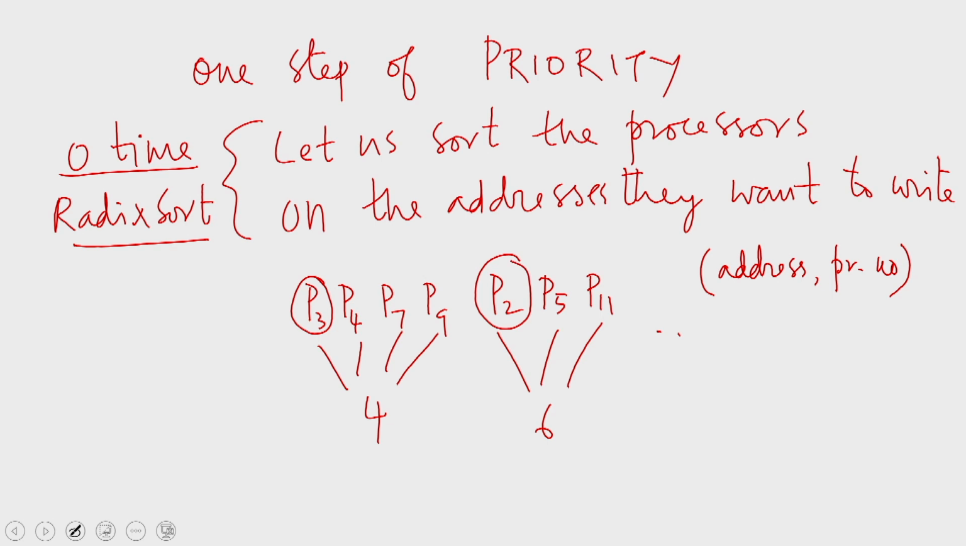So all this selecting of the processors comes for free on the parallel comparison model, and therefore the writing itself can be done in order 1 time after the processors are selected, which means one step of the priority CRCW PRAM can be simulated on a parallel comparison model in order 1 time. What this establishes is that any lower bound that we prove on the parallel comparison model will also apply to all the PRAM models that we have been discussing.